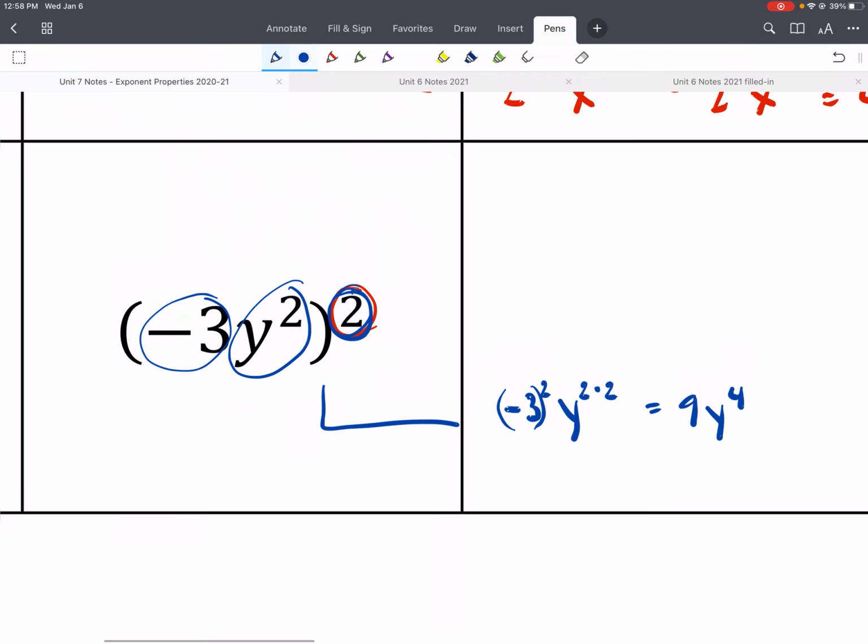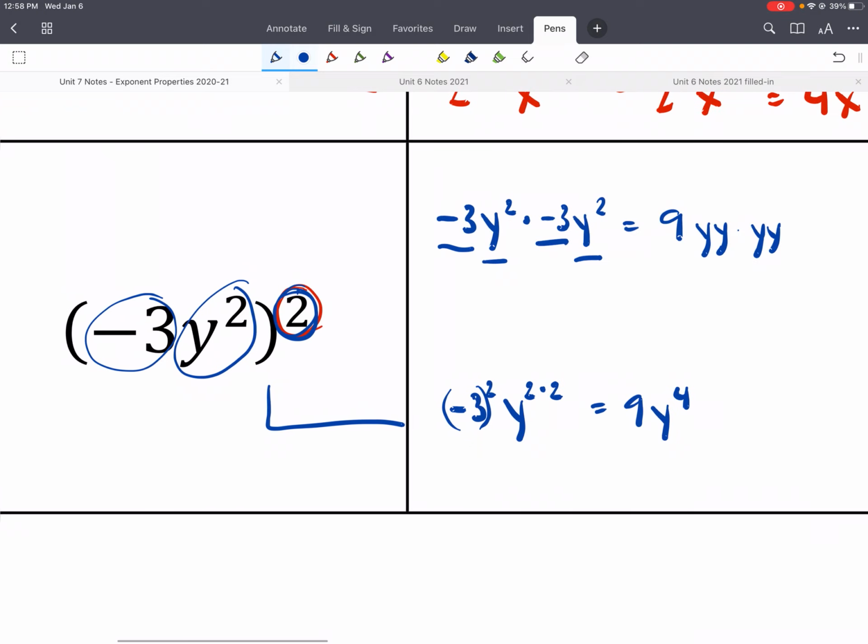Okay, let's expand that one and see where we're at. So here we do negative 3y squared times negative 3y squared. Well, we know a negative times a negative is a positive, and that would give us 9. And then we have y squared times y squared. So we could expand that. That'd be y times y for our y squared, and another y times y. And that would end up giving us 9y to the 4th.